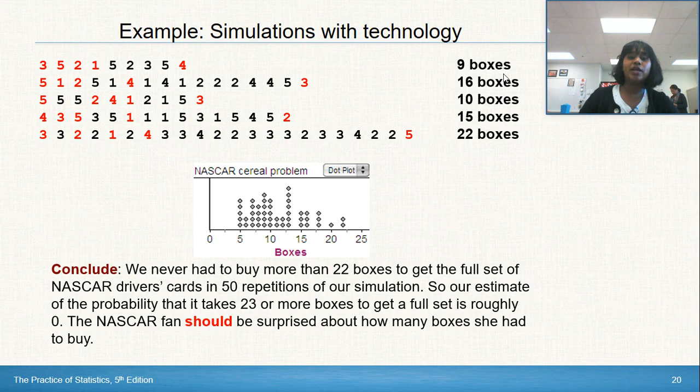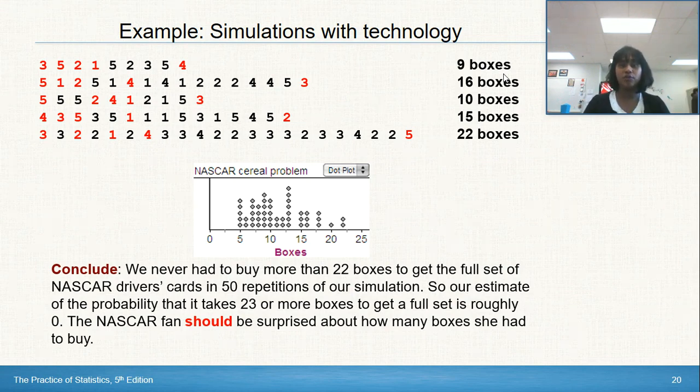So we never had to buy more than 22 boxes. As you can see, it's skewed very much. It's definitely higher on the left end, so it's skewed to the right, and that means more often than not you are buying fewer boxes than more, and so it should surprise her that it took her 23 or more boxes to earn all 5 cards. That should definitely be surprising.